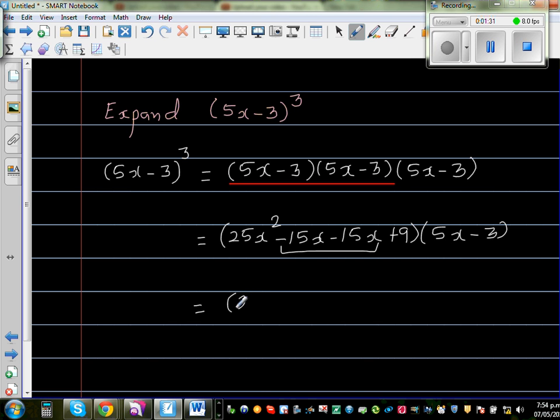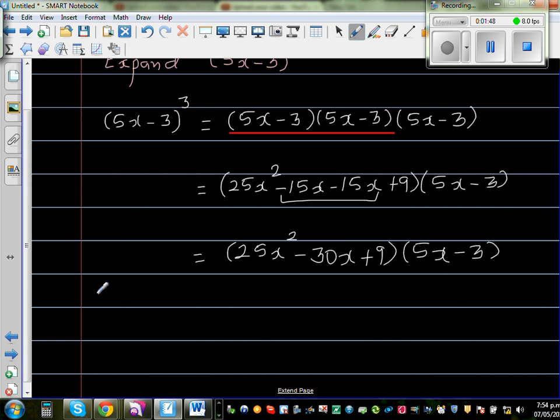So this is 25x squared minus 30x plus 9 times 5x minus 3. So the next step, you can FOIL this out, but I have seen students making lots of mistakes in the next step. So I'll write the next step like this. This is 25x squared times this whole bracket, which is 5x minus 3. Then the next term is minus 30x times, again, the same bracket, which is 5x minus 3, plus 9 times 5x minus 3.